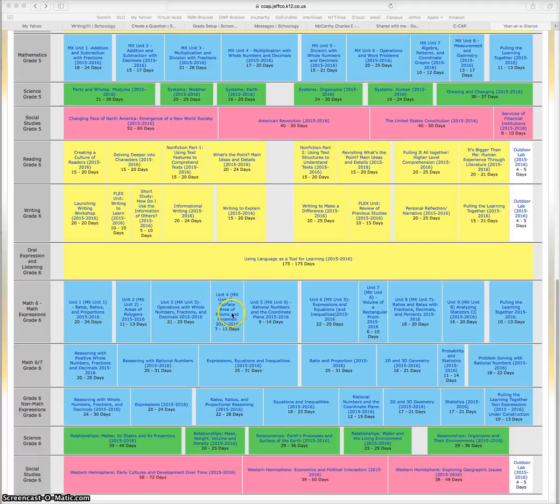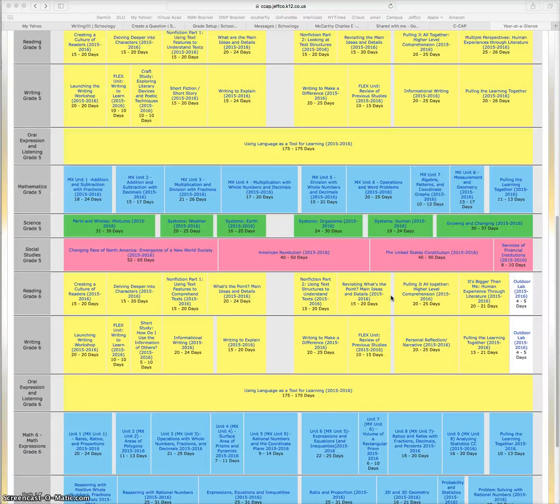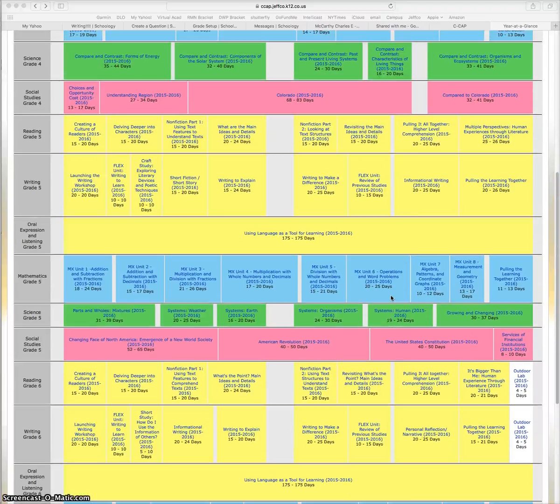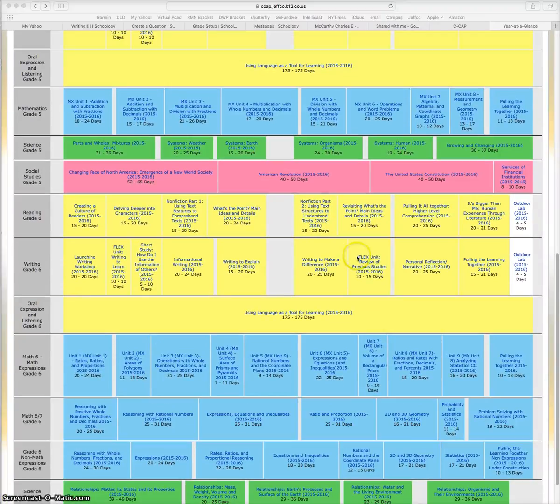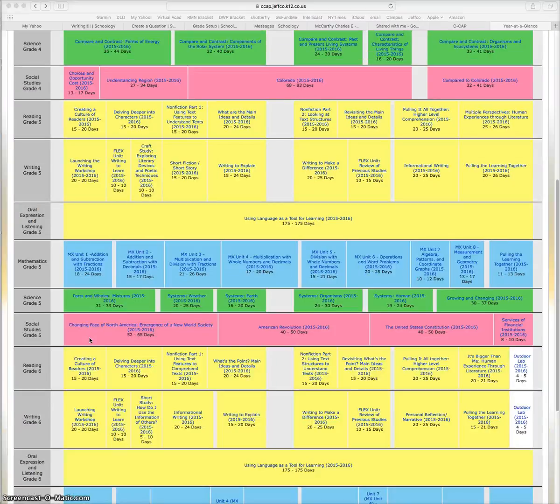Math breaks it down quite a bit, and all math does is take math expressions, which is our math series, and lay them out through the year. Sometimes it does a great job of keeping them in order, and other times they aren't necessarily in order. But you can see the way 5th and 6th grade go together. Sometimes it works out perfectly, and sometimes it doesn't.